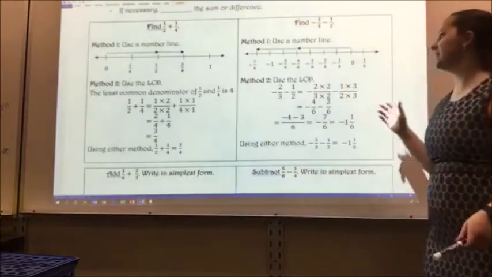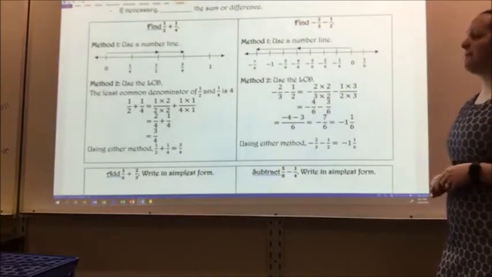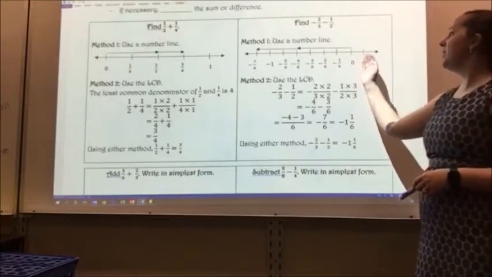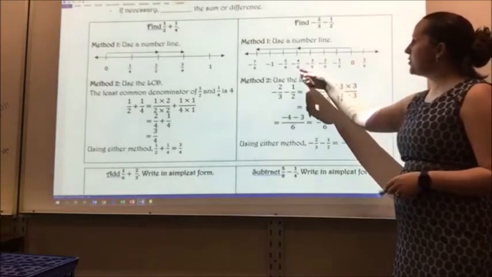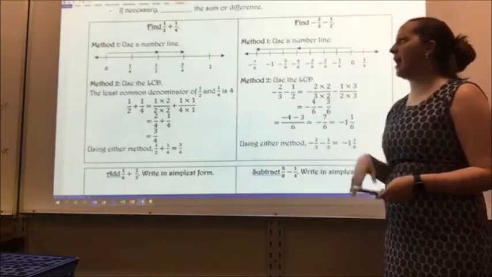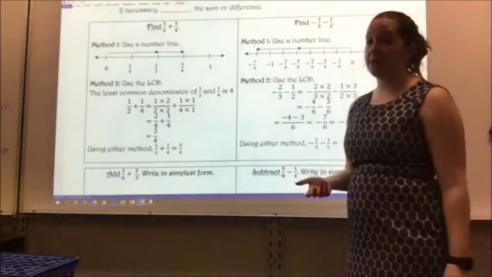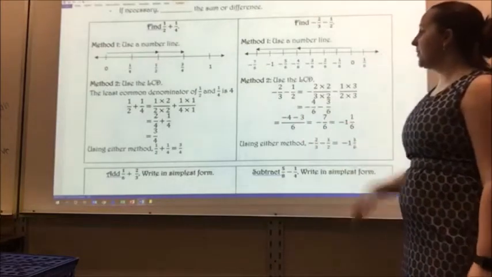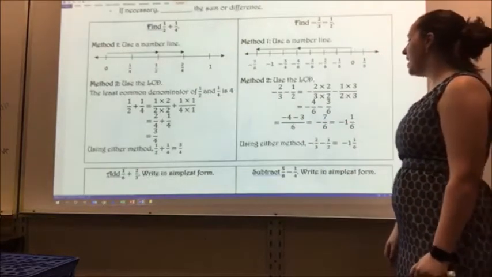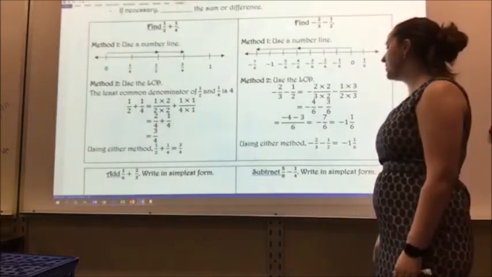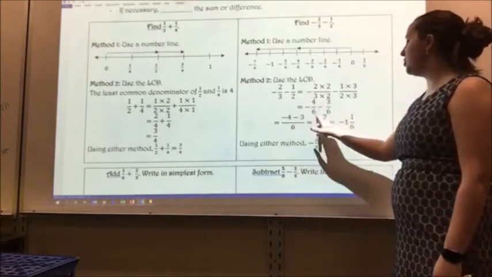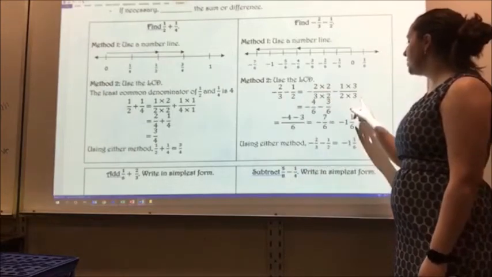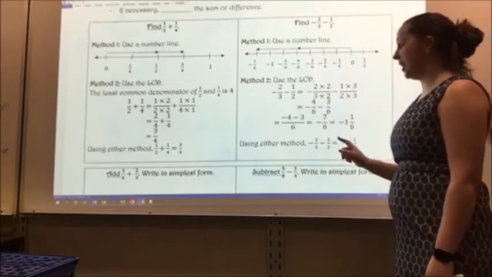All right, let's take a look at example number 2. -2/3 minus 1/2. So if I use a number line, I start at 0. I subtract 2/3, which is -4/6, and then I subtract another 1/2. Again, this is where it gets kind of tricky. So it's a lot easier a lot of times to use the LCD. So for -2/3 and -1/2, my common denominator is 6. My LCD is 6. So 3 times 2 gives me 6. 2 times 2 gives me 4. 2 times 3 gives me 6, and 1 times 3 gives me 3.